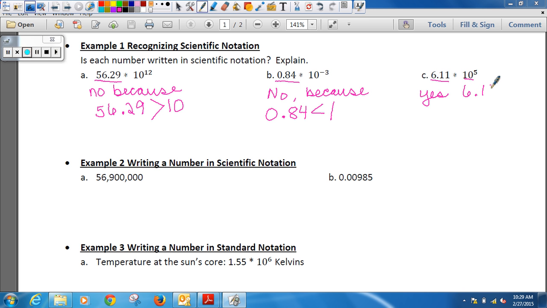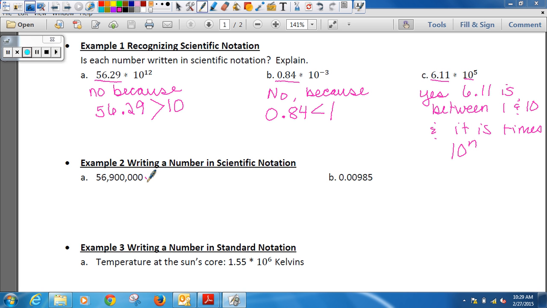6.1 is between 1 and 10, and it is times 10 to the n. Now we're going to look at numbers that are written in standard form, and it's your turn now to write them in scientific notation.